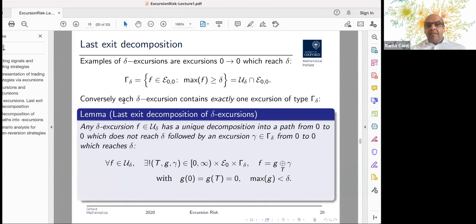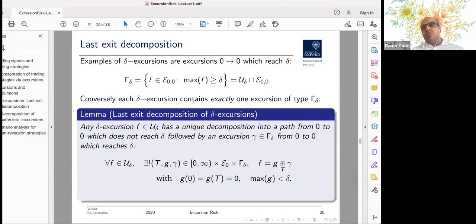It turns out that each delta excursion contains exactly one of these excursions of type gamma delta. And this is formulated in the following result. It's called the last exit decomposition. If people are familiar with excursion theory, they may have seen this kind of thing.